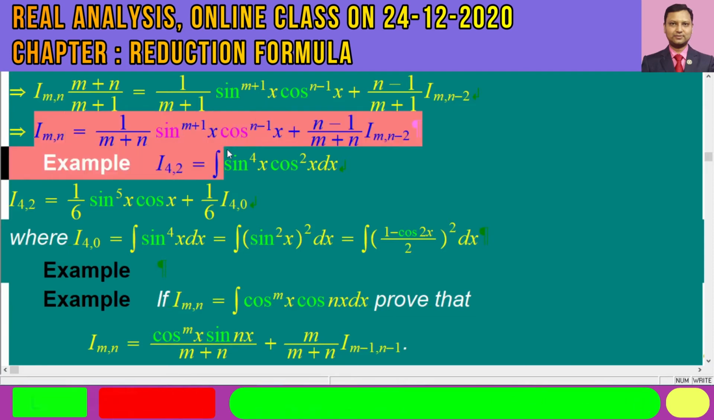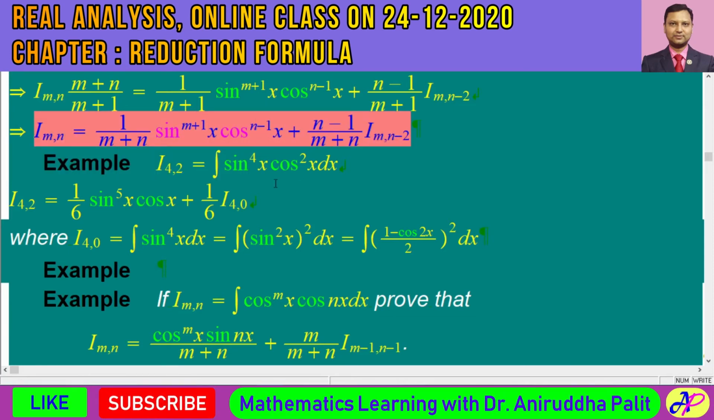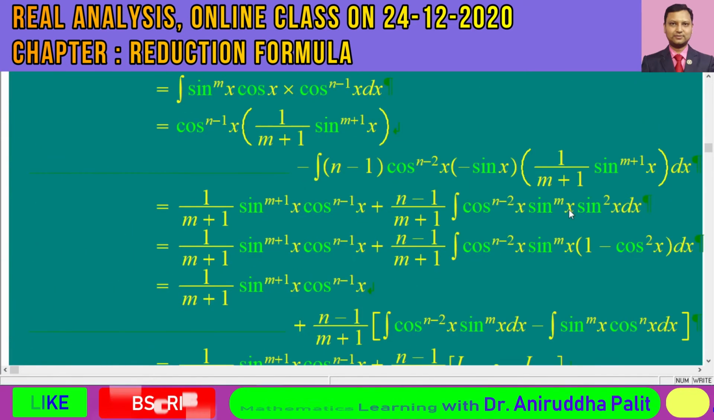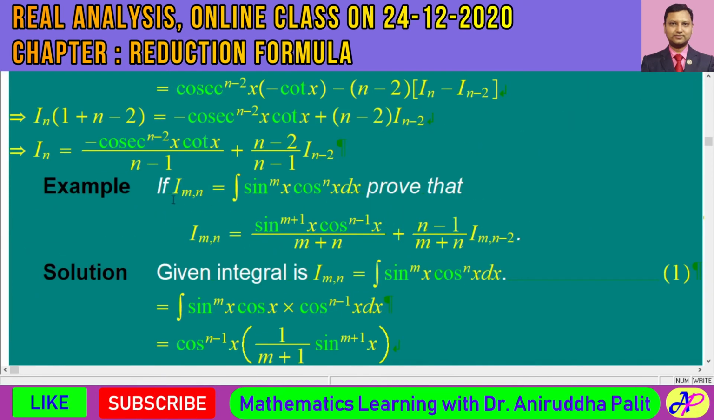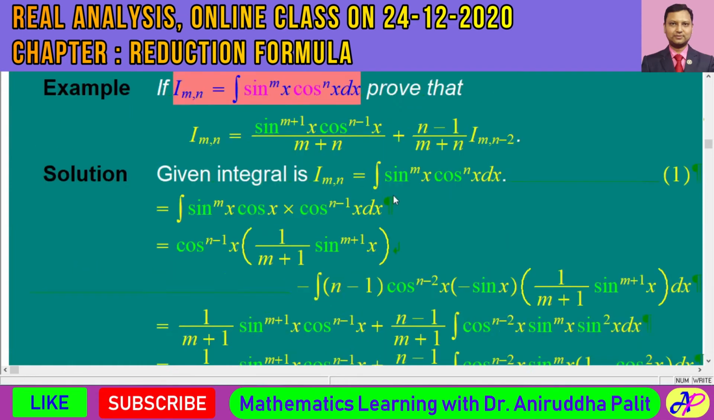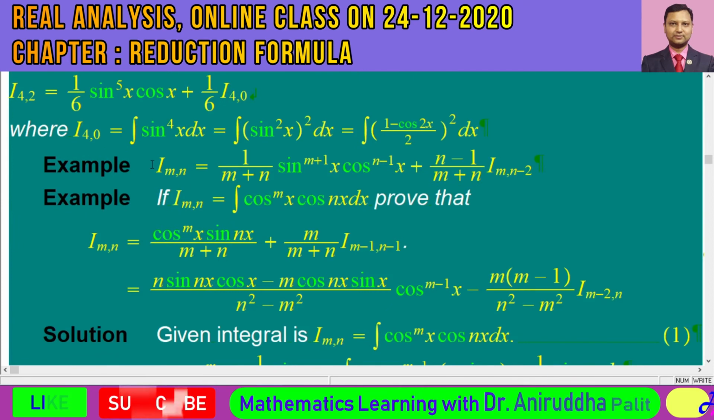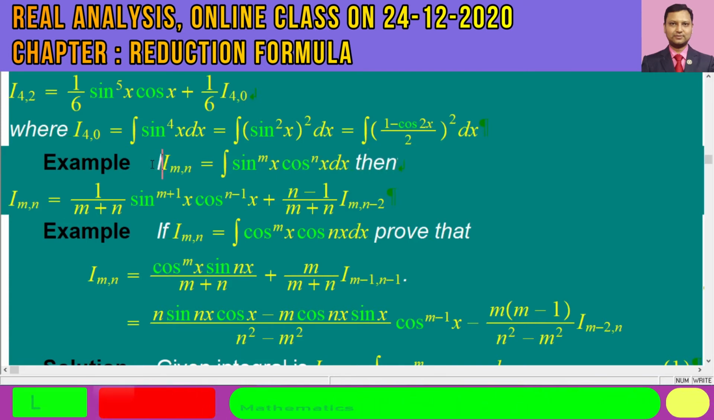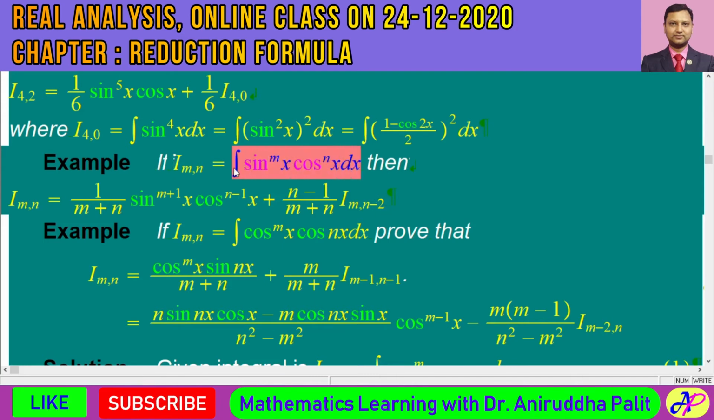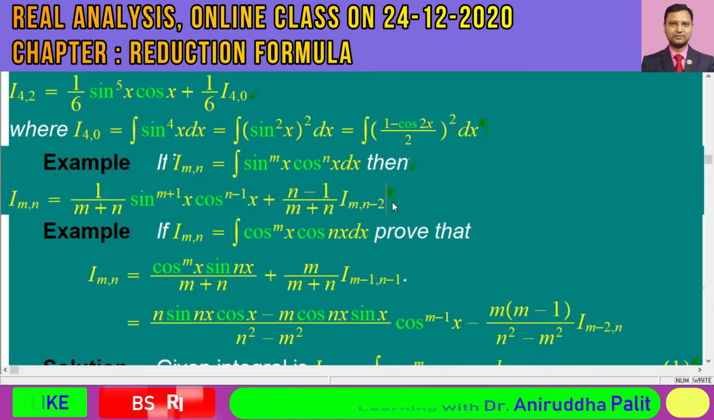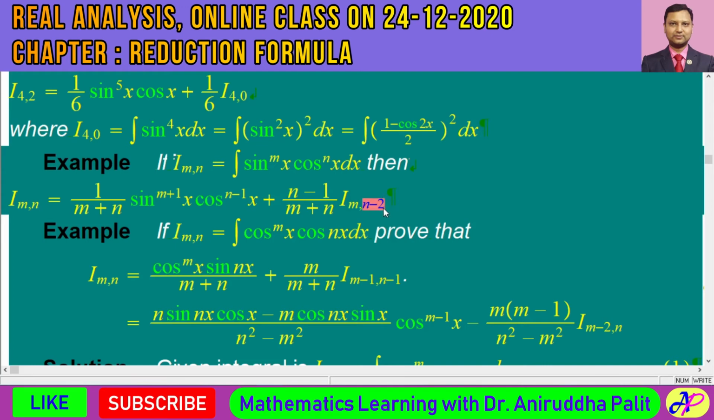Suppose in this integral formula m and n are negative. What was I m comma n? I m comma n was this kind of integral. So let me copy this integral. If I m comma n is this kind of integral, then we already got this result. And the observation is that this second index gets reduced.